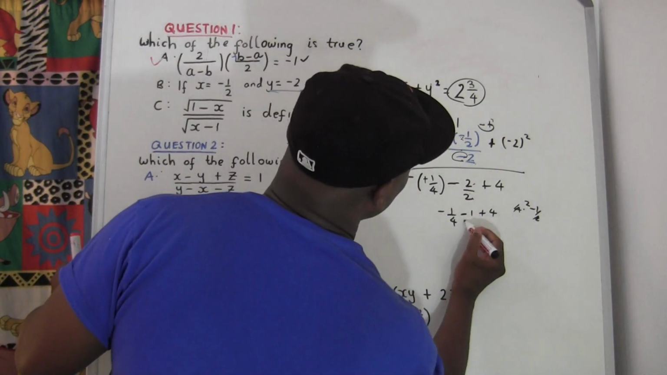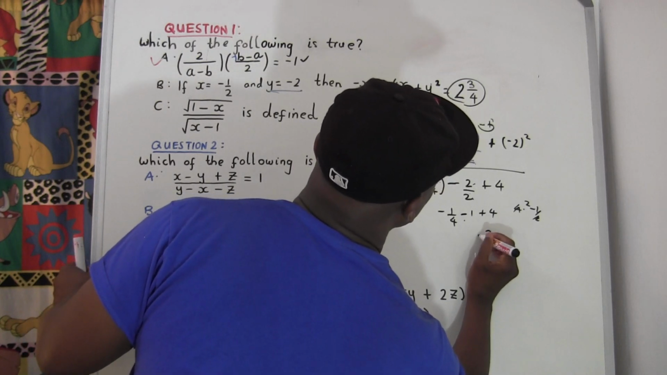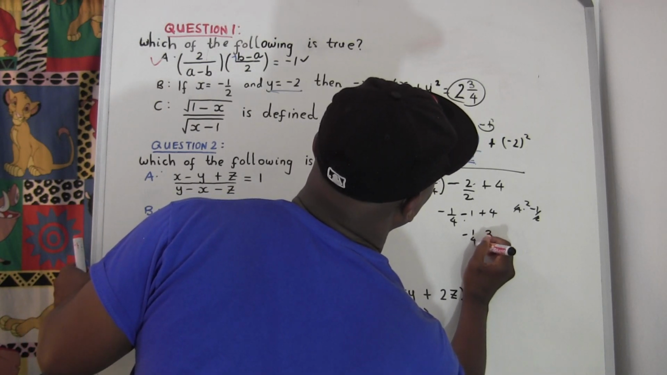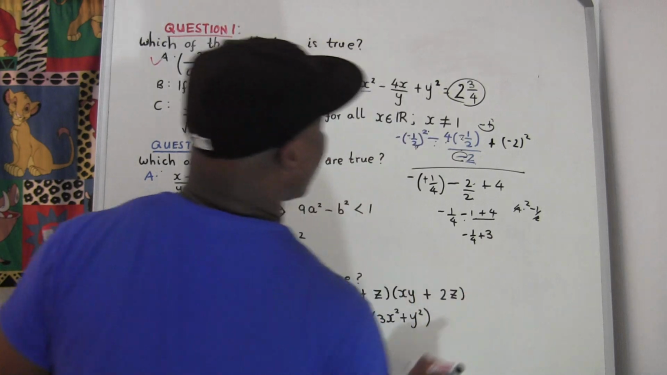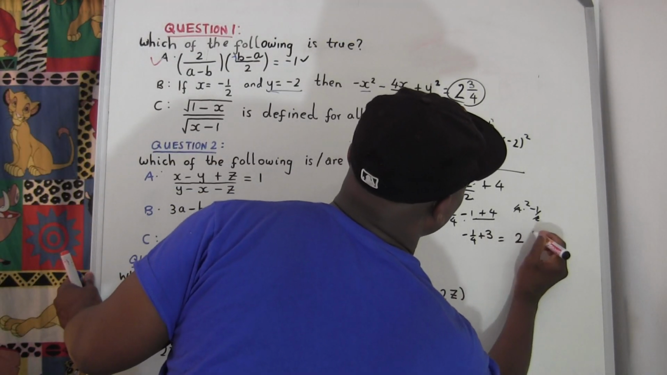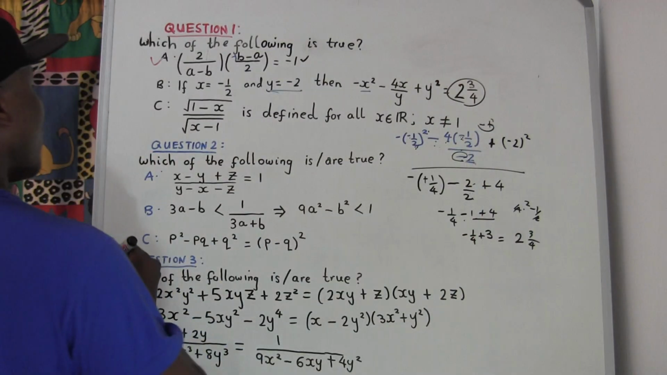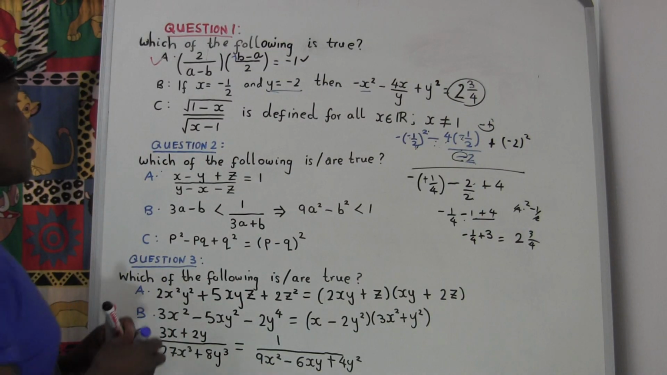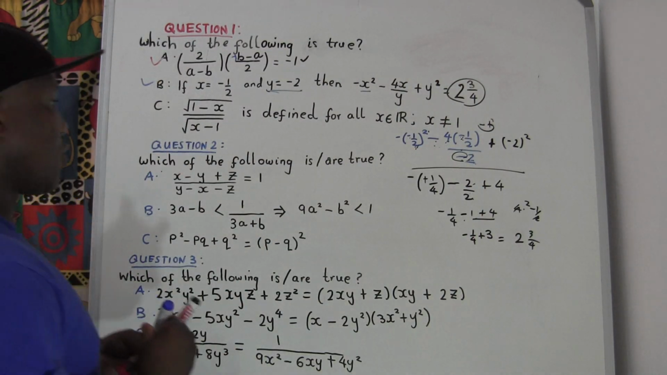Now you go, negative 1 plus 4 equals 3. So 3, and then minus 1 over 4. But this 3 is positive, which is going to be, if you add them, 2 and 3 over 4. So it's true. Option 2, it is true. Option 2 is true. Now we go to option 3.